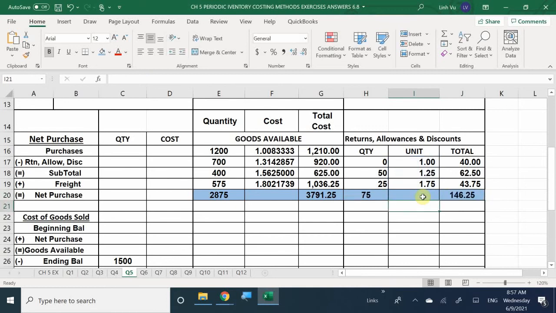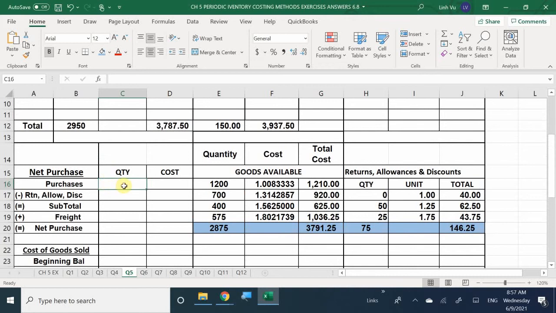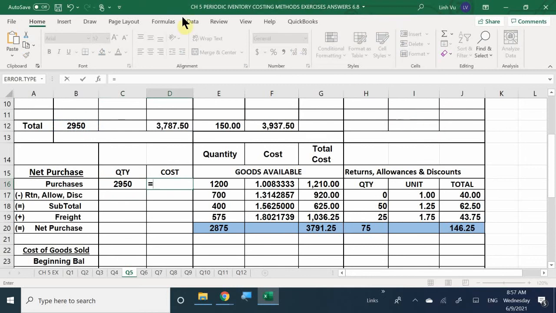Okay. So now we have all of our numbers. So let's plug them in and solve for our cost of goods sold. First things first, we're going to focus on our total net purchases. We began with our purchases with $2,950 at an original cost of $37.87.50. We returned 75 items, which cost me a total of $146.25.